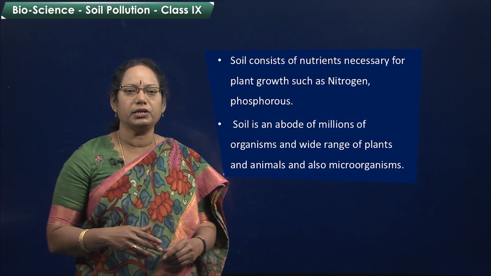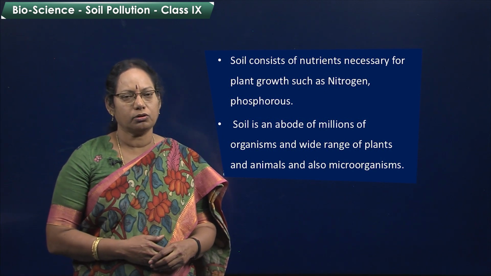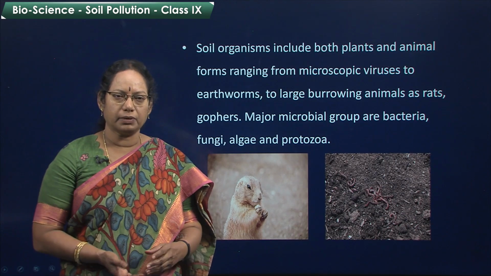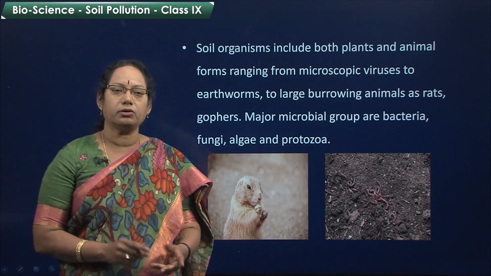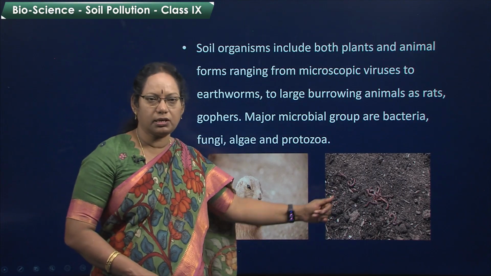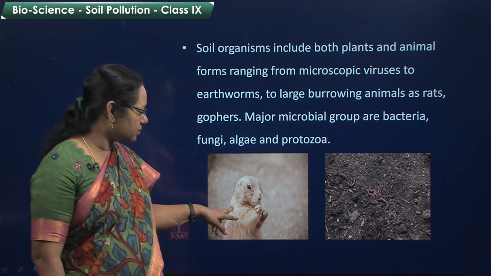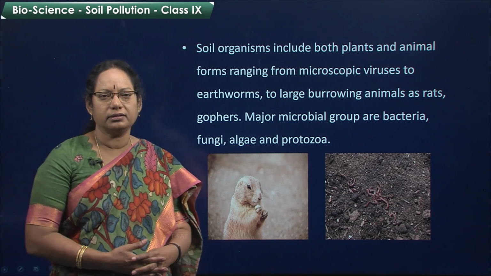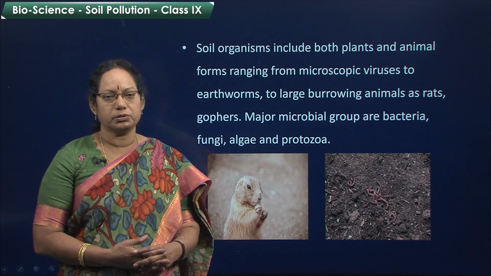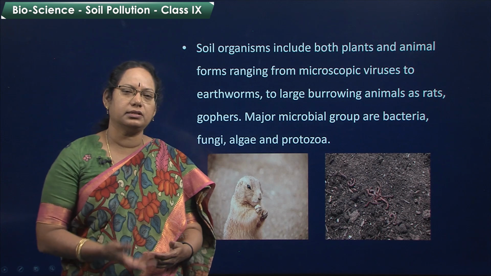Soil is an abode of millions of organisms, a wide range of plants and animals and also microorganisms. Soil organisms include both plants and all animal forms, ranging from microscopic viruses to earthworms. You can see the earthworms in the soil here, to the large burrowing animals such as rats, gophers. This is the gopher, it is similar to the rat, they will be burrowing the soil. Major microbial groups like bacteria, fungi, algae, protozoa, all these are present in the soil.